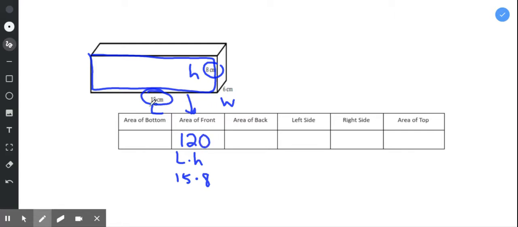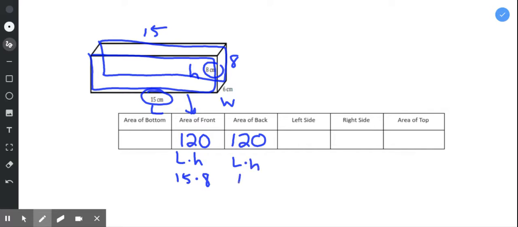Now, something I know about a rectangular prism is there's another rectangle that is going to have the same exact dimensions. The opposite side of the front is this back, which would be back here. And that's also going to be a 15 by 8. So I know that there's two of them. The area of the front and the area of the back are both going to be 120 because this is the length times the height. Again, a second time, hint, hint, there's going to be two of them.